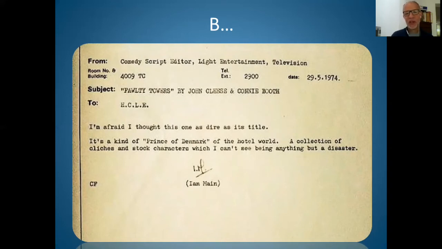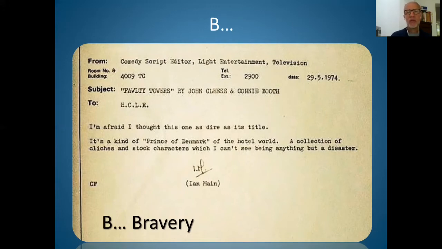As dire as its title, Prince of Denmark of the hotel world, cliché stock characters, I can't see being anything but a disaster. Isn't that remarkable? That's what the BBC initially made of Fawlty Towers. Extraordinary, isn't it? Looking back, thinking that.